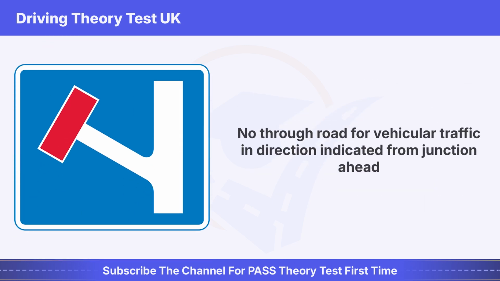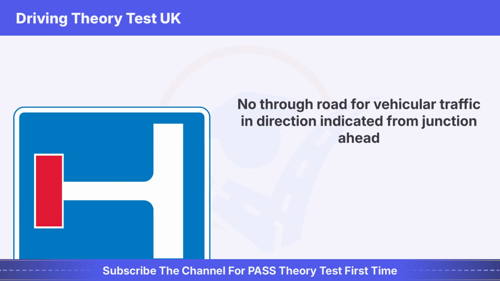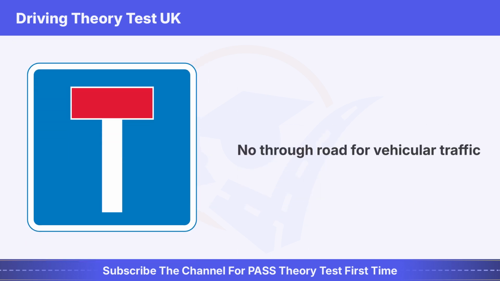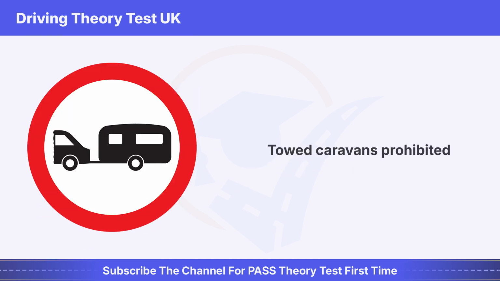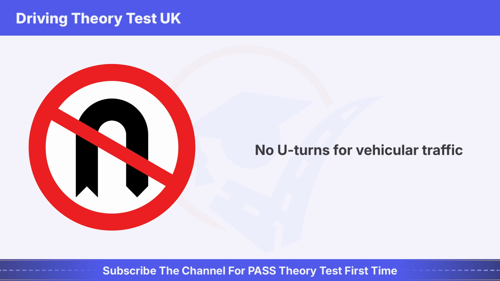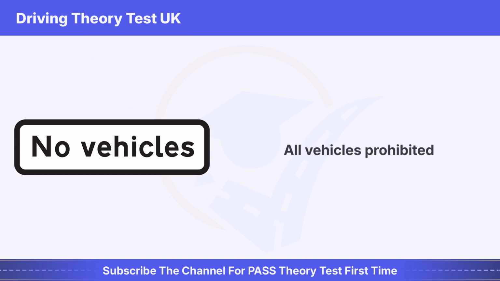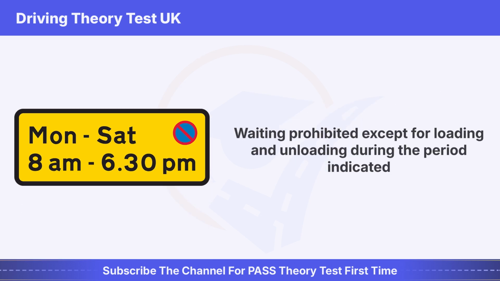No through road for vehicular traffic in direction indicated from junction ahead. No through road for vehicular traffic. Towed caravans prohibited. No U-turns for vehicular traffic. Motor vehicles except solo motorcycles prohibited. All vehicles prohibited. Waiting prohibited except for loading and unloading during the period indicated.